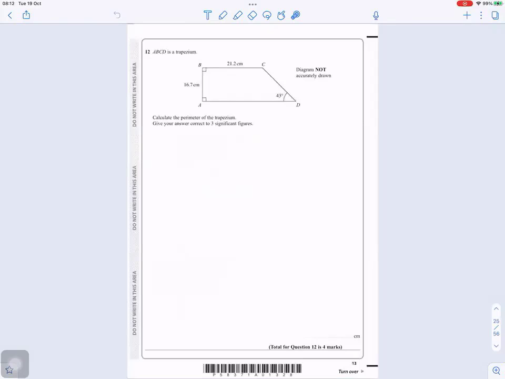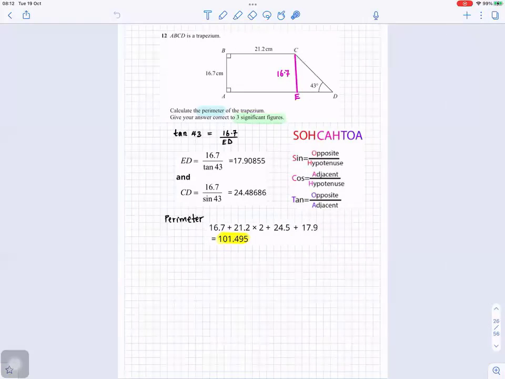Question number 12. ABCD is a trapezium. Calculate the perimeter of the trapezium. Give your answer correct to 3 significant figures. So we want to find AB plus BC plus CD plus AD.